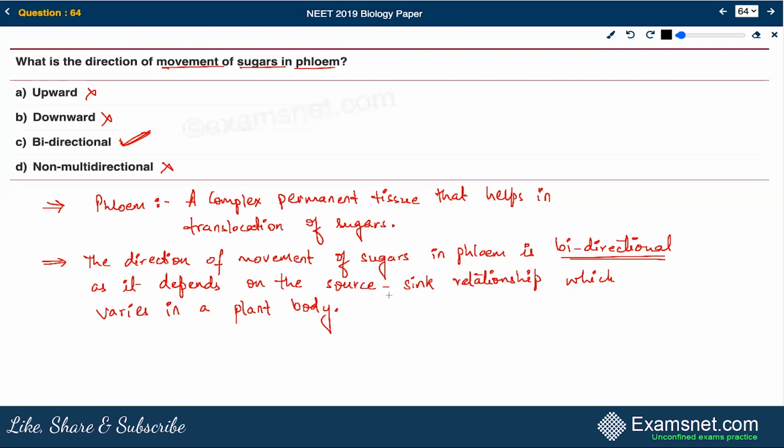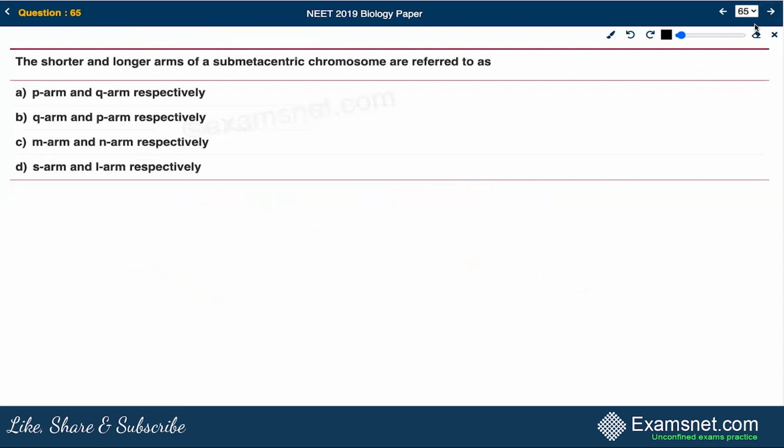All right. So the option will be option number C over here. Now, next question is question number 65. Question number 65 says that the shorter and the longer arms of a submetacentric chromosome are referred to as. Now, let us first draw the submetacentric chromosome.